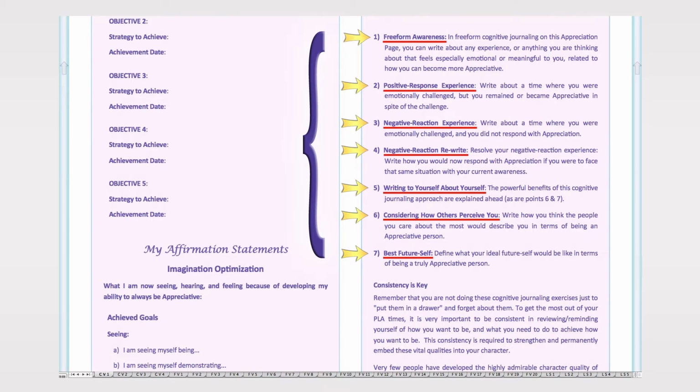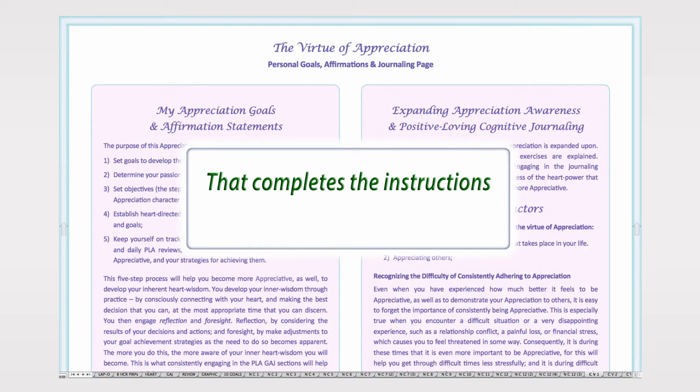I won't explain any more in this instructional video, for each of these segments are self-explanatory, and it's best to put them to use for yourself to personally experience how they will help you develop and strengthen the virtues in your character, and how this strengthening will help you make better decisions in your life, especially concerning how to respond in positive, loving ways to challenging situations rather than reacting negatively. That completes the instructions for the Virtues GAJ pages.